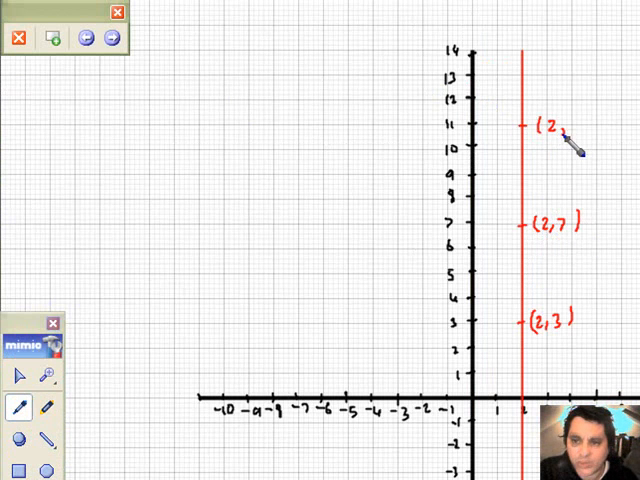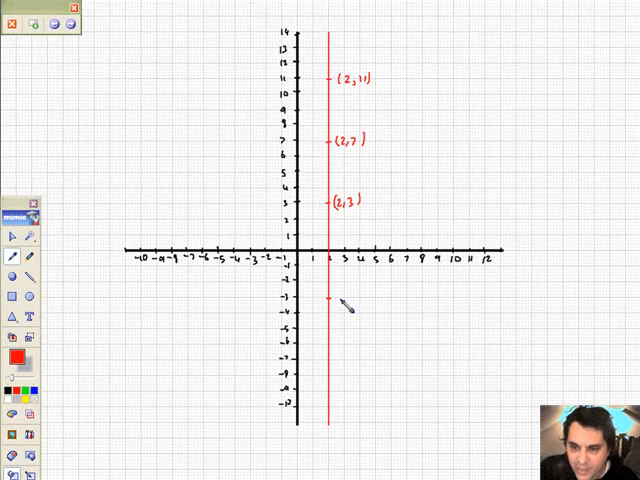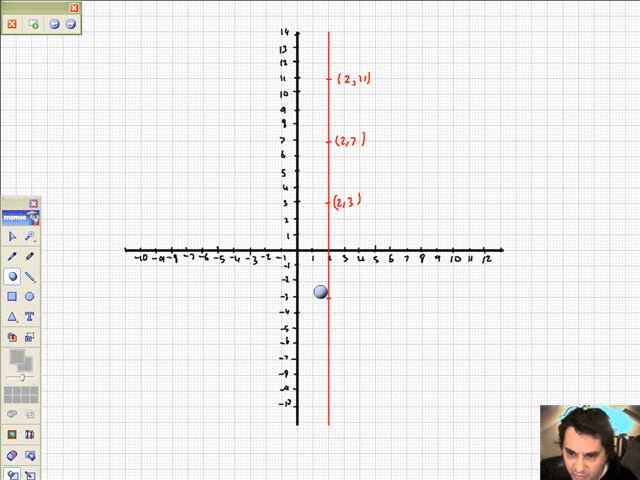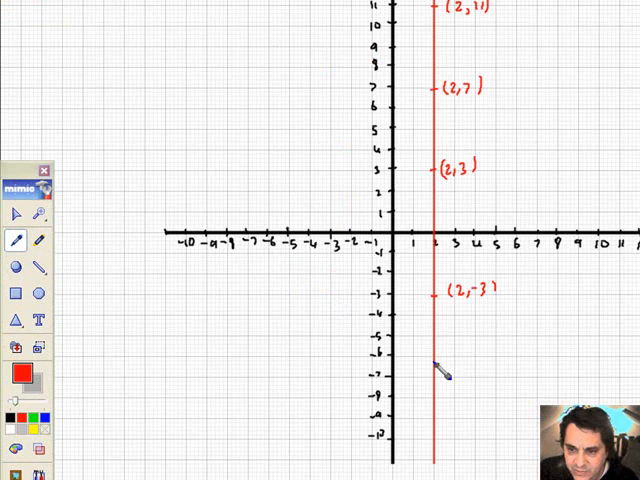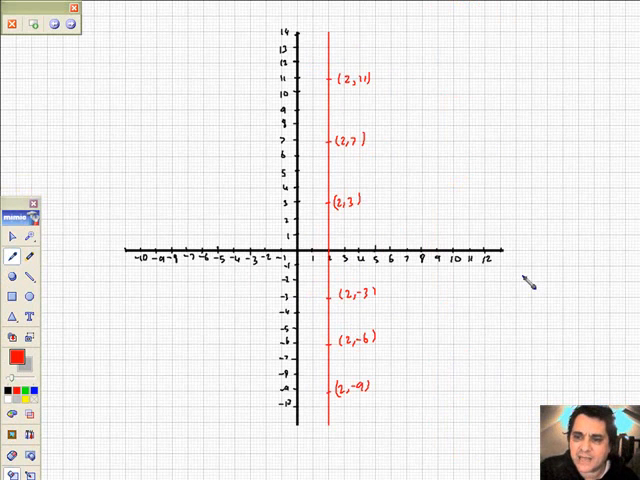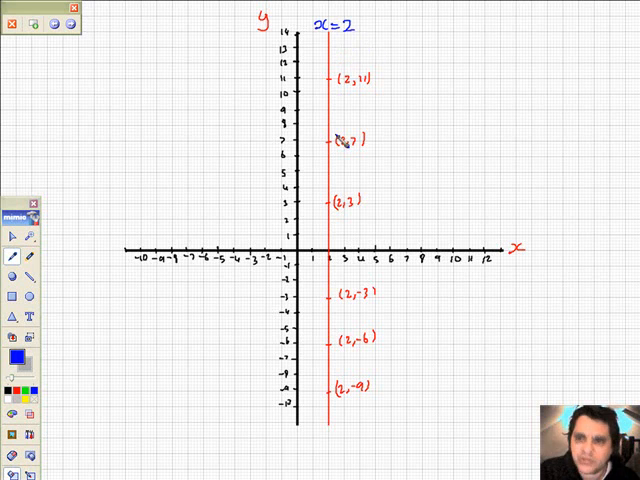That will be the point, or coordinate, 2, 11. That will be the point 2, minus 3. That will be the coordinate 2, minus 6. That will be the coordinate 2, minus 9. What am I saying? The x value is always going to be 2. Therefore, the equation of the line is x equals 2. For that one alone, the x's are always equal to 2.